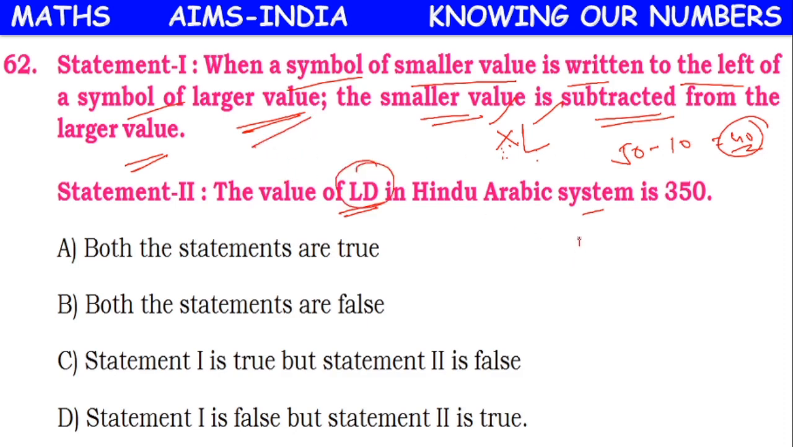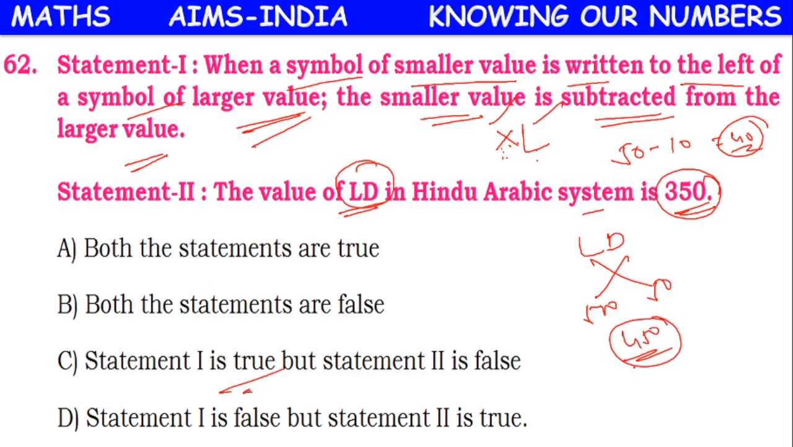The value of LD. LD how much? L stands for 50. D stands for 500. How much? 450. But they have given 350. So which is wrong. Statement 1 is true. Statement 2 is false. So C option is the correct answer.